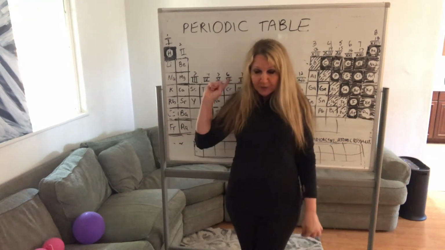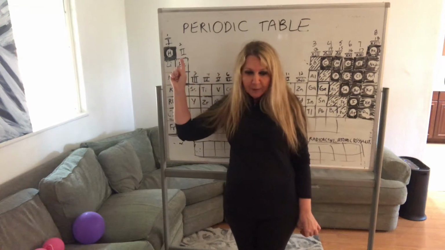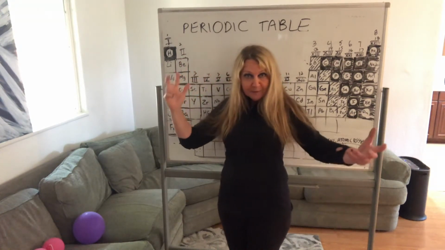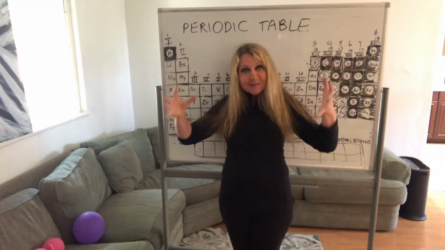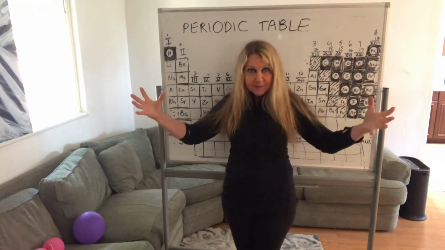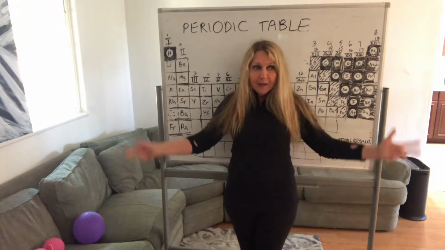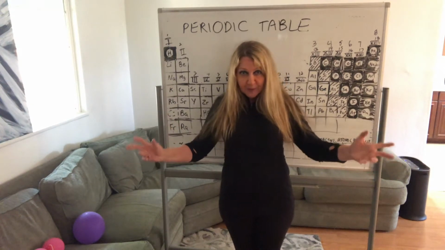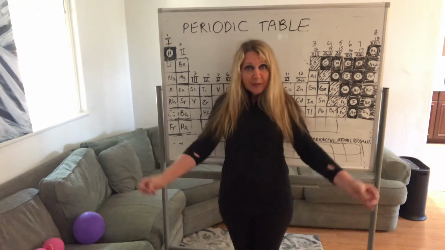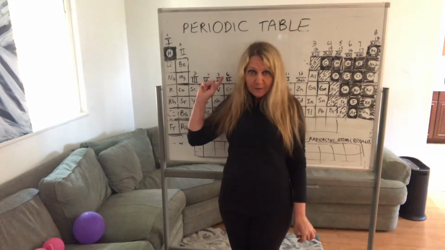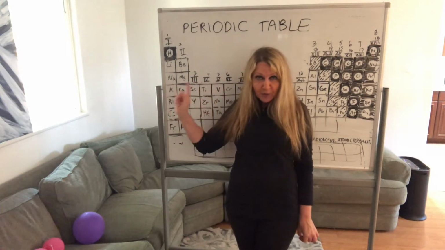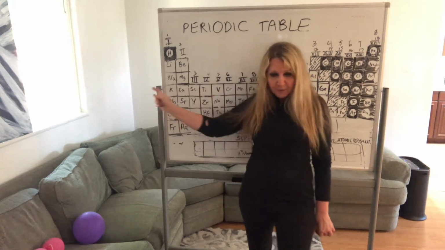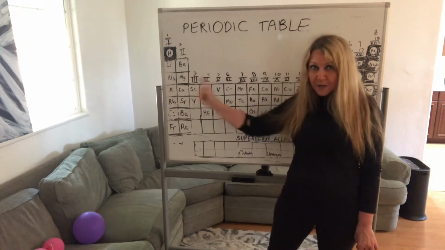So here we have the periodic table. And remember, this was developed by Dmitri Mendeleev. It classifies all elements in the universe. And right now there are 118 elements that have been classified in the periodic table. It's called the periodic table because it's arranged in rows that are called periods. So the rows go across, horizontal rows.